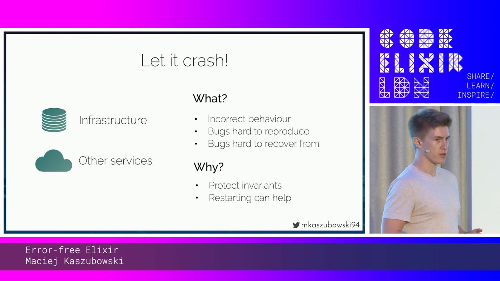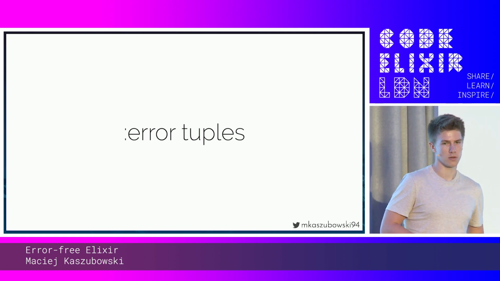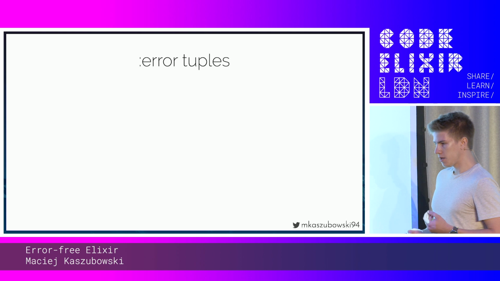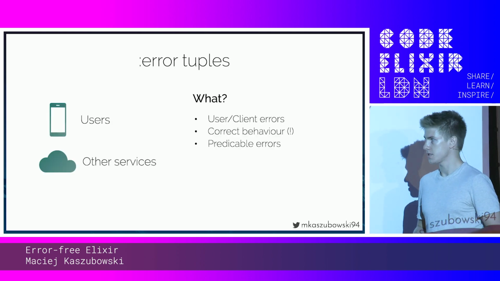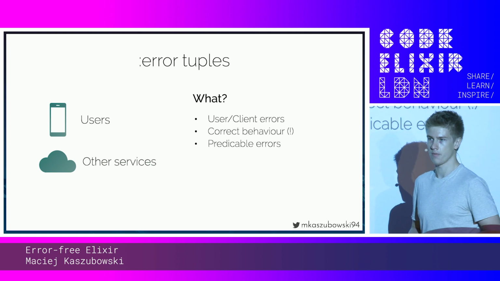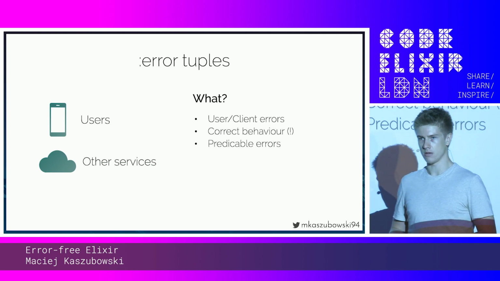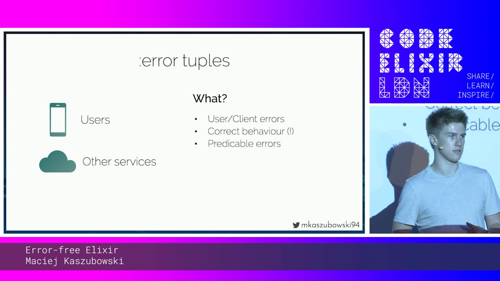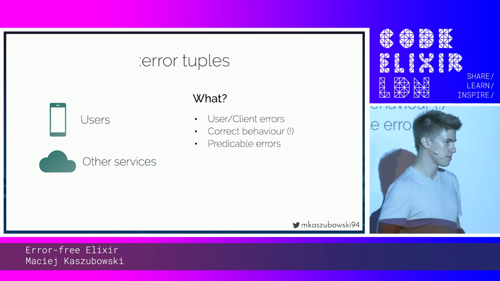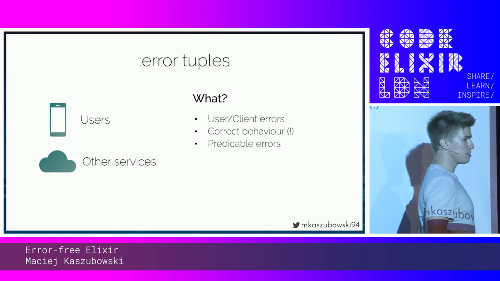On the other end of the spectrum, we have error tuples, which are commonly used in the Elixir community. Here we are dealing with things that are expected, that are predictable. They are the correct behavior of the system because they are part of the domain logic. If the user doesn't have the funds to pay something, we expect that to happen. We can write tests for this case. So we can easily deal with that.